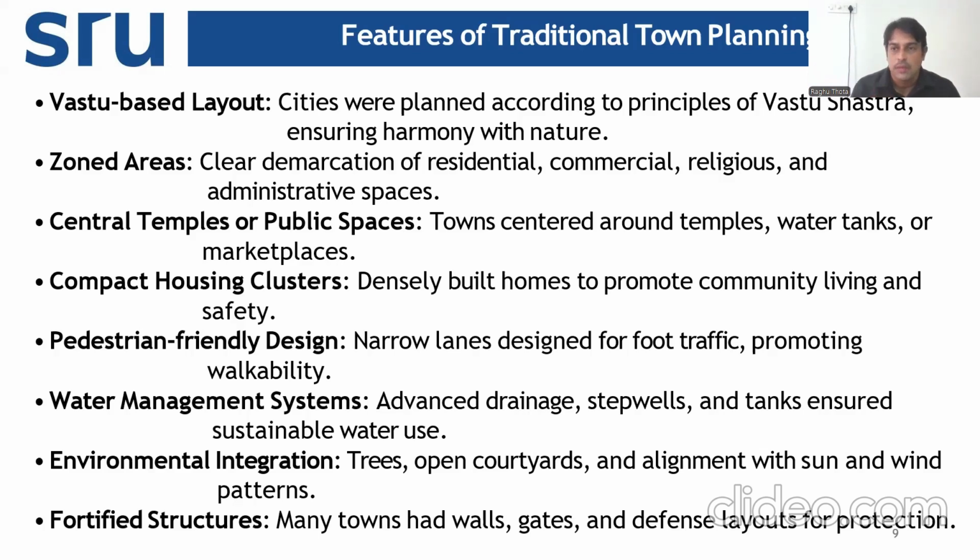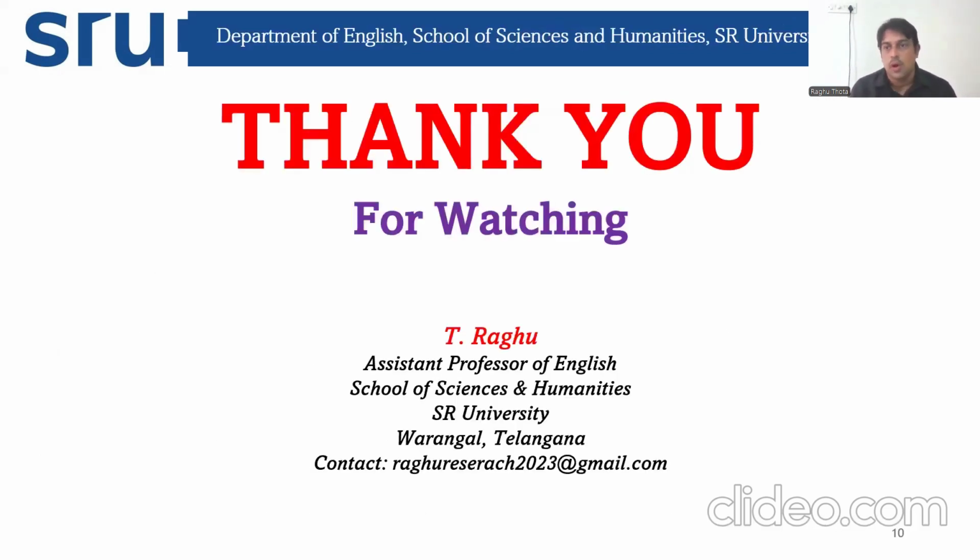Environmental integration. I have already mentioned that they constructed the buildings and everything to protect nature by following the orders of nature, without violating its rules, aligning with natural benefits, such as sunlight and natural airflow. In such a way they used to construct the building. Fortified structures. Many towns had walls, gates, and defense layouts for protection. So if there is a cluster of houses, they would have a compound wall so that they can easily protect themselves from others. That is the way they planned it. So this is in brief about Indian architecture.